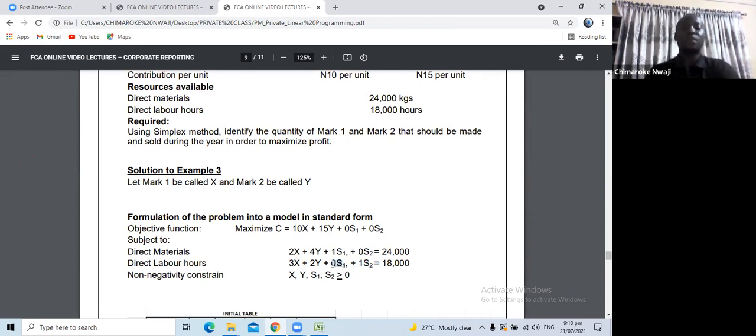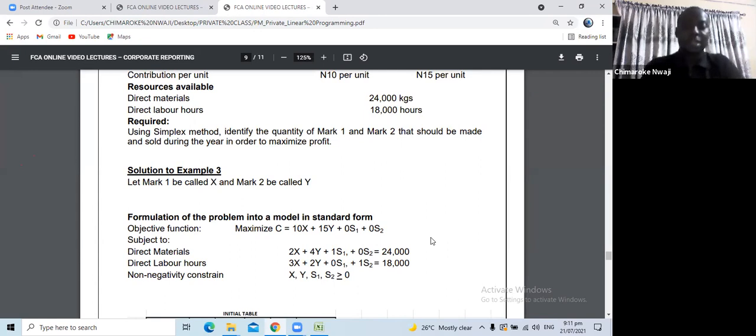So now that we have written the constraints in standard form, everything must have x, y, s1, s2. So we go to the objective function and do it that way. We have maximize contribution 10x plus 15y. Then you have your slack variables, 0s1 and 0s2. Why are we putting zeros? Because they didn't exist before.